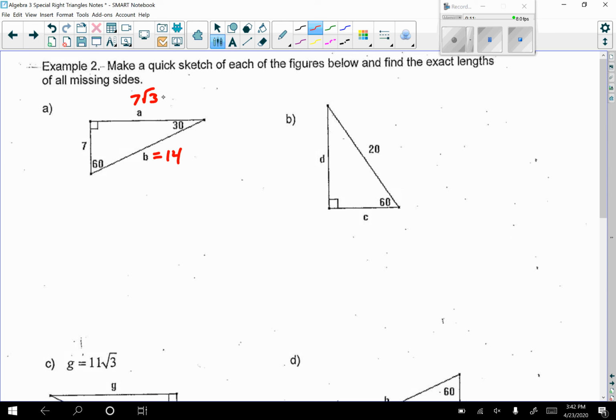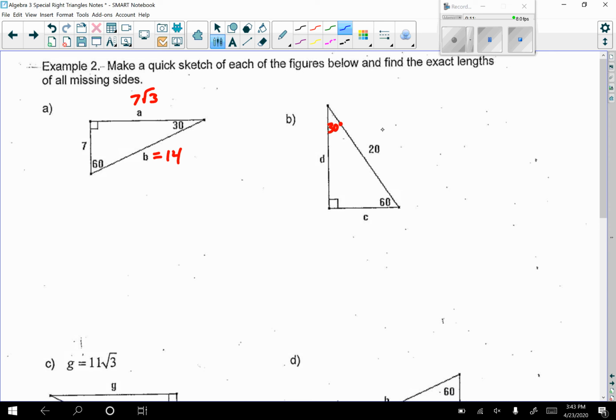We have to do a little bit more work when the short leg is missing, like in example B. So notice again we have 60 degrees here. Obviously this would give us 30 degrees, which we don't need to write. And it's kind of like the example I just made up. The hypotenuse is given, so that means the short leg, always go from that.